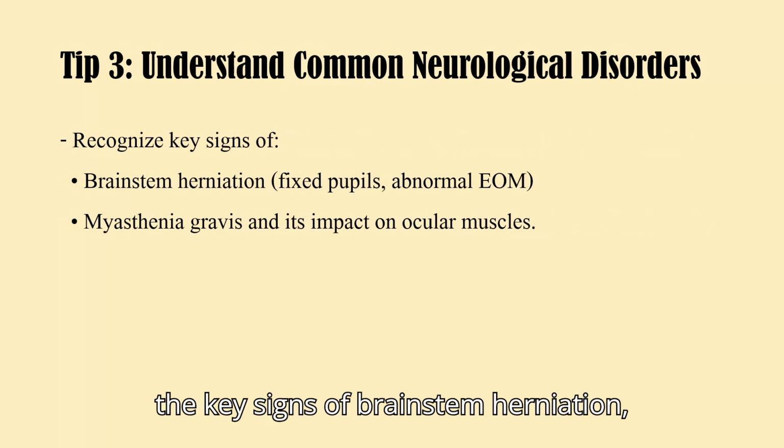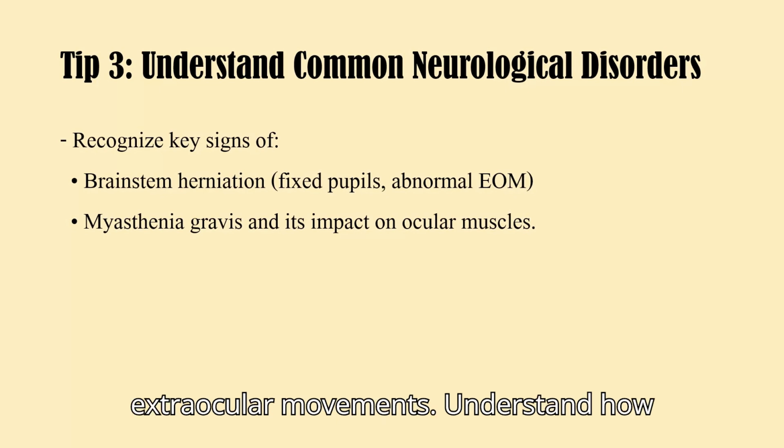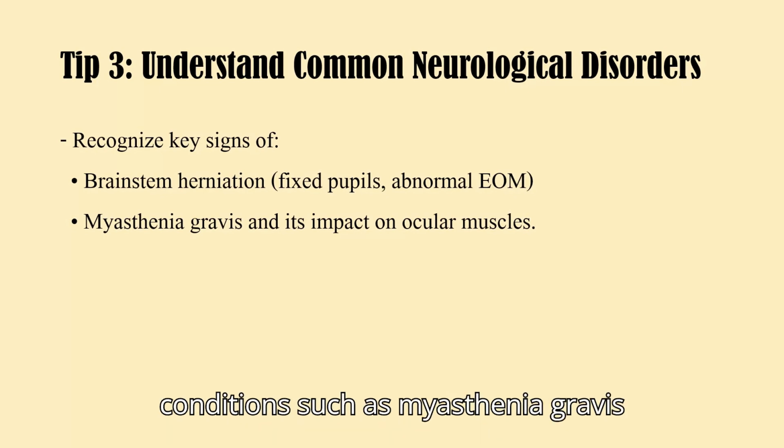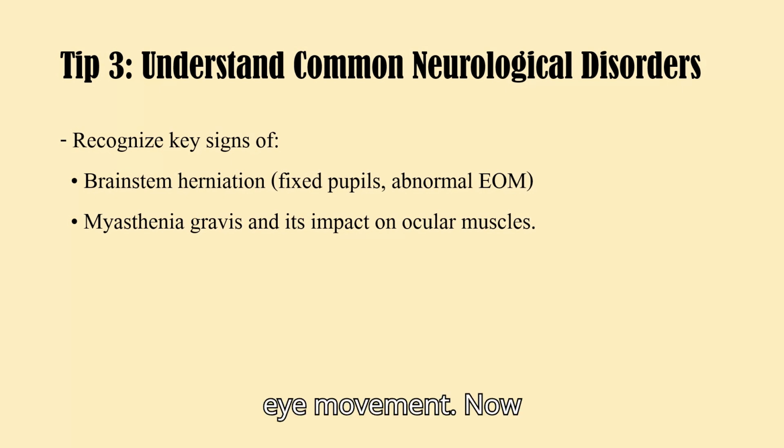Recognize the key signs of brainstem herniation, including fixed pupils and abnormal extraocular movements. Understand how conditions such as myasthenia gravis affect ocular muscles and, consequently, eye movement.